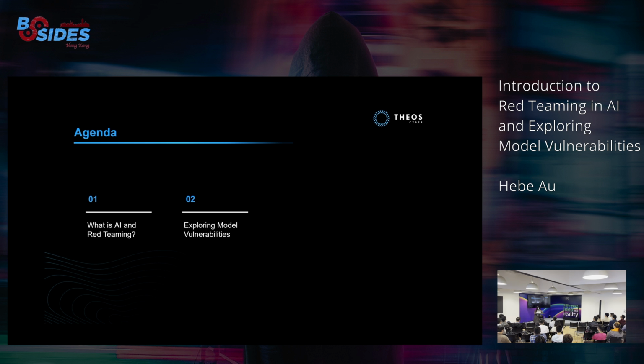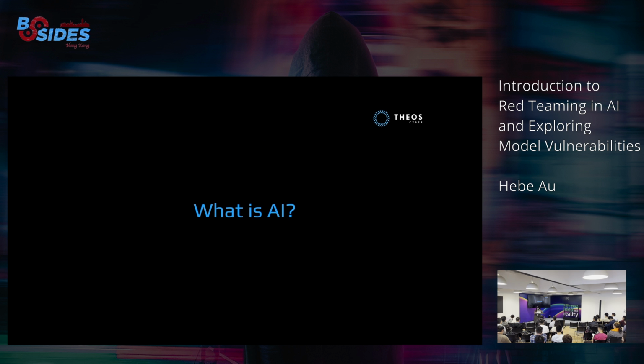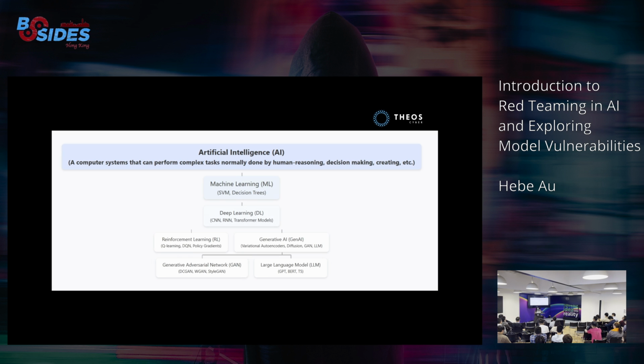So today I'm going to talk about what AI is and what red teaming is, and I will also show you some code to demonstrate how to do model vulnerability testing and attacks. First, what is AI? AI is a computer system that can perform tasks that can also be done by human reasoning, decision making, and machine learning. I believe everyone knows what AI is, right?